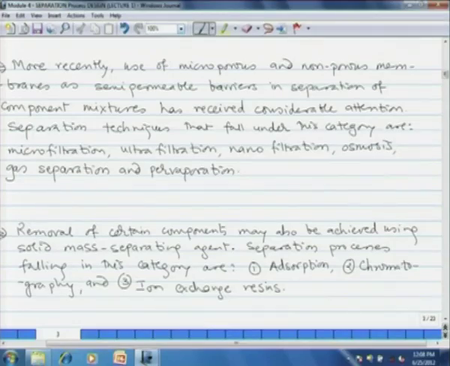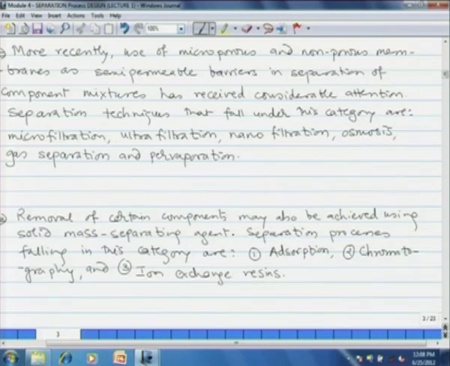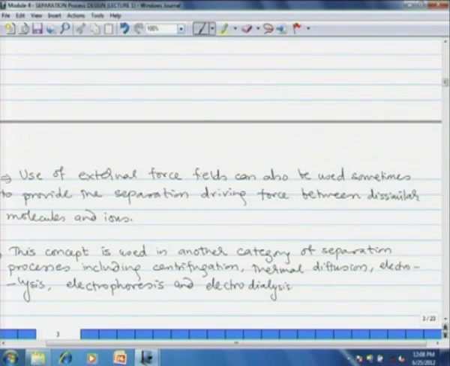Removal of certain components may also be achieved using solid mass separating agents. The separation processes that fall in this category are adsorption, chromatography and ion exchange resin. The use of external force field can also be used sometimes to provide the separation driving force between dissimilar molecules and ions. For example, the usual method of separation of solid particles from a reaction mixture is that of settling.